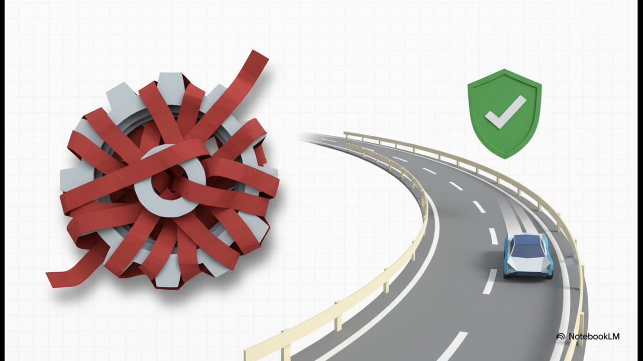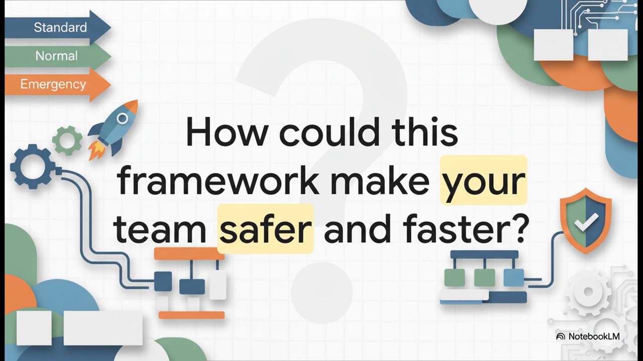You know, it's really important to remember that the goal here is not to create a bunch of red tape and slow everybody down. It's the total opposite. By putting the right level of control on each change, you actually let your teams move faster and, way more importantly, safer. So I'll leave you with this question to think about. Take a look at the work your team does. How could using this simple framework of standard, normal, and emergency changes help you get things done safer and even a little bit faster?